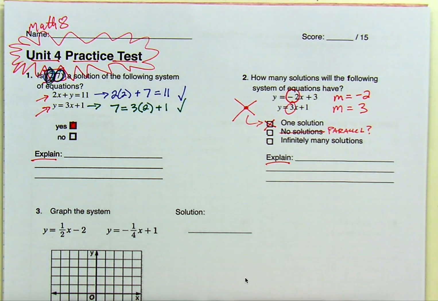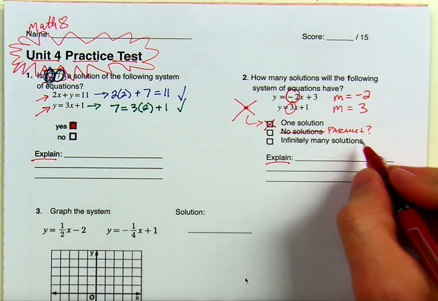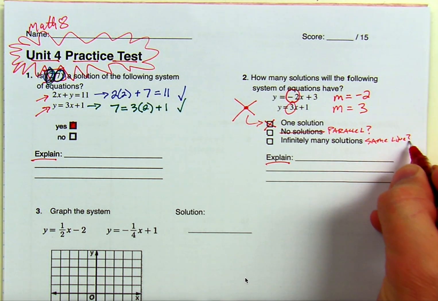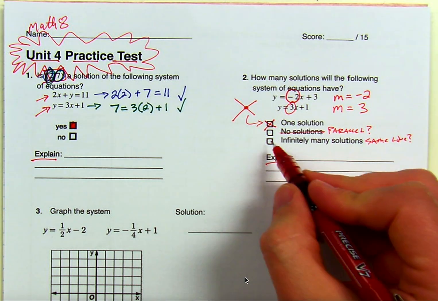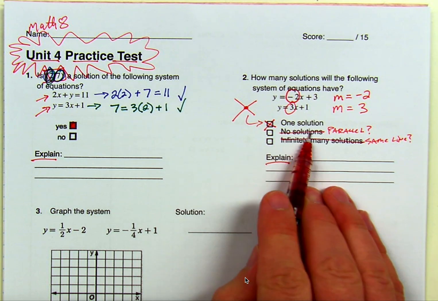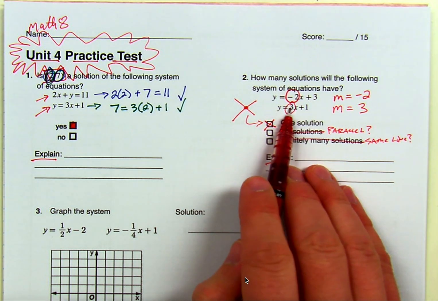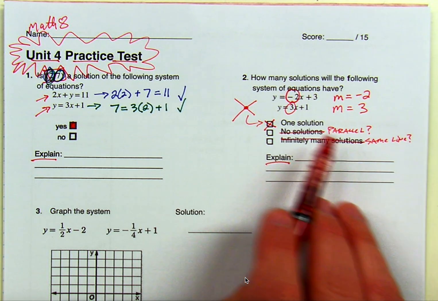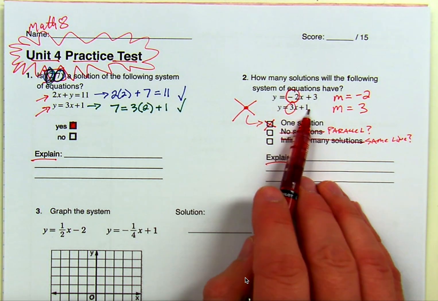No, right? And they're not the same line. They're 2 different lines because they have 2 different slopes. So only check the box that says no solutions if the slopes are the same, but only check the infinitely many solutions if the slopes are the same and the intercepts are the same.